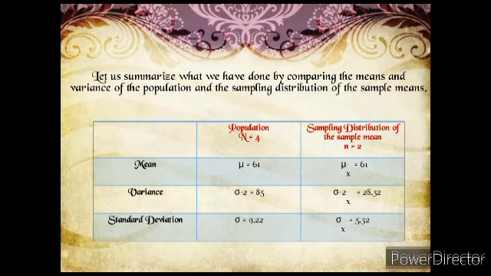On the sampling distribution of the sample mean, where n is equals to 2, the mean of the sampling distribution is equals to 61. The variance of the sampling distribution is equals to 28.32. The square root of 28.32 is 5.32. So the standard deviation of the sampling distribution is equals to 5.32.